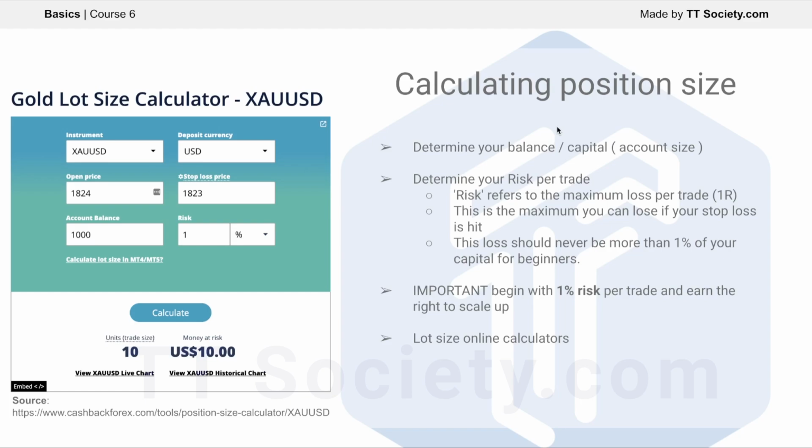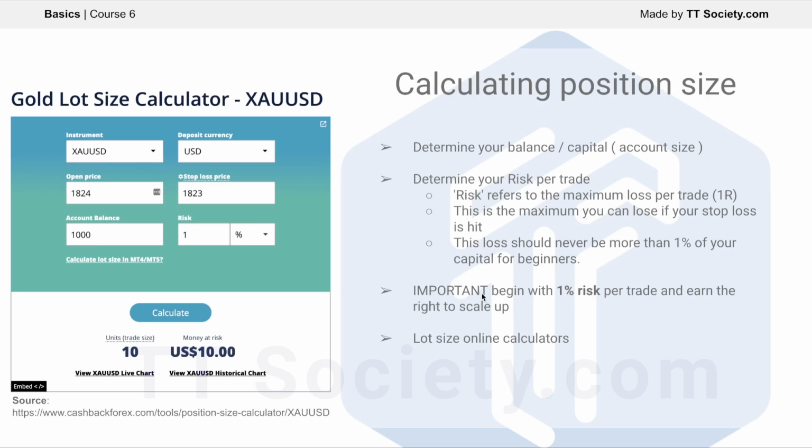Why do we need to do that? We determine our balance, our capital, and our risk per trade. So the risk refers to the maximum loss, the 1R. So you remember, risk reward ratio. What is 1R? The maximum you can lose if your stop loss is being hit. And this loss should never be more than 1%. We've learned that already. Risk reward ratio, we're using 1% of our account, which is 1R.